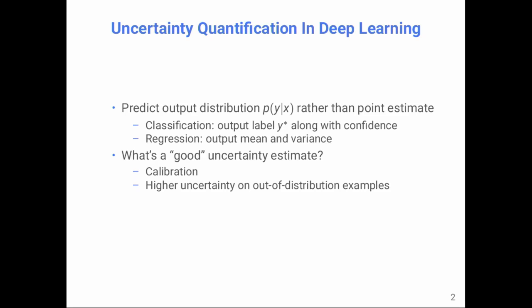And how do we measure uncertainty? We usually don't have ground truth uncertainty estimates, but there are two properties that we care about in practice. The first is calibration, which is the frequentist coverage of the subjective forecast. The second is that when the network is outputting predictions on inputs far away from the training data, we would like it to exhibit higher uncertainty on these so-called out-of-distribution examples.